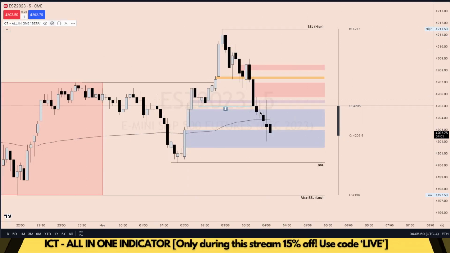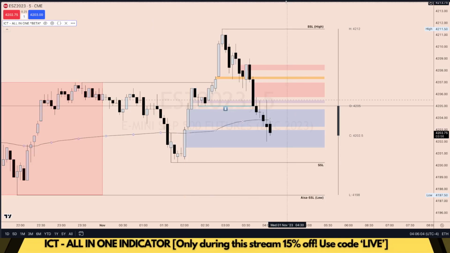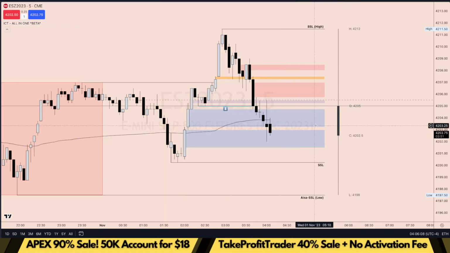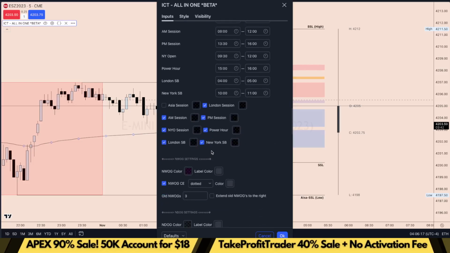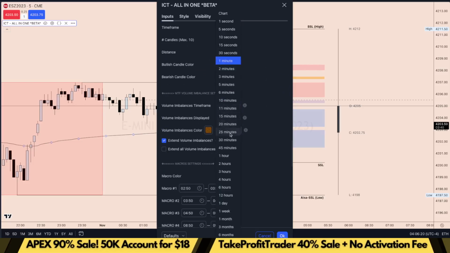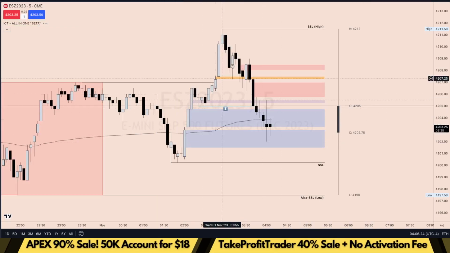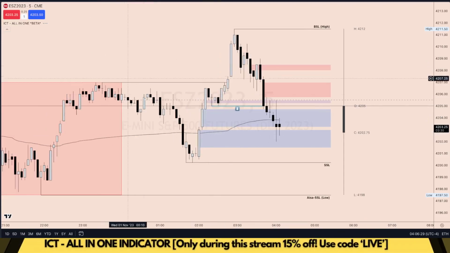I'm right now trying to work out breaker blocks, but I don't know. I mean, even fair value gaps, we have the option to display multi-time frame fair value gaps, but I don't know, I still like to draw them myself. Volume imbalances is a different story. I still like to see volume imbalances, and especially from the 15-minute time frame, and that's what I set it to. And right now, let's remove this volume imbalance and let the indicator show us higher time frame volume imbalances.